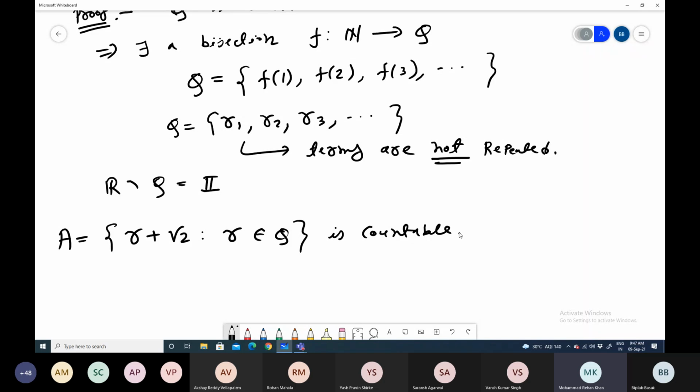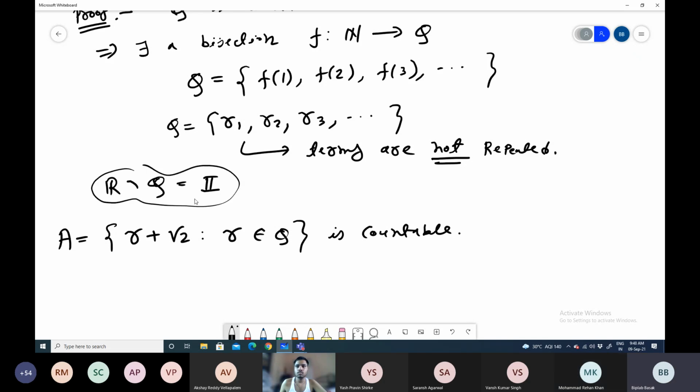Can you please repeat? I got disconnected. R minus Q, from R minus Q is irrational after that. So what I'm saying is that if you remove Q from R, what remains is the irrational numbers. So that means R is a union of irrational and rational numbers, right? But we cannot remove this set from there.